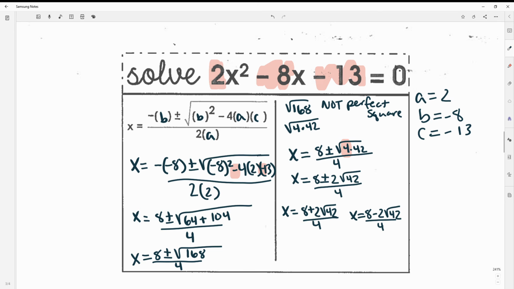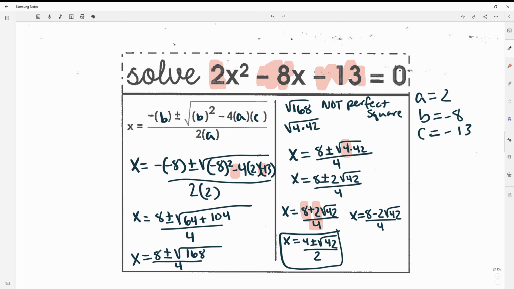Okay, now again, I'm just simplifying. I'm trying to make that ugly equation as small as possible. So if I notice here, 8, 2, and 4, I can divide all those numbers by something. The smallest number I can divide all those numbers by is 2. So if I do that, I end up with 4 plus or minus the square root of 42 over 2.